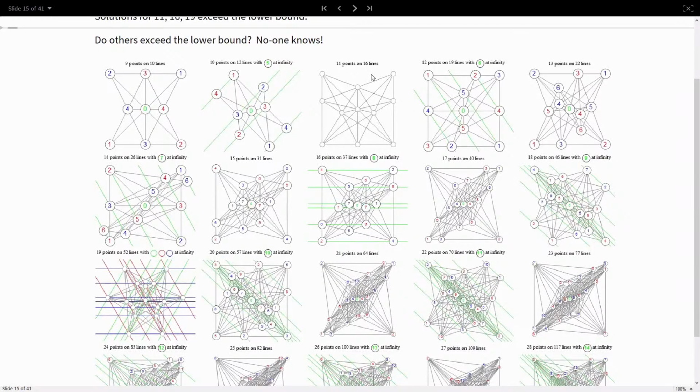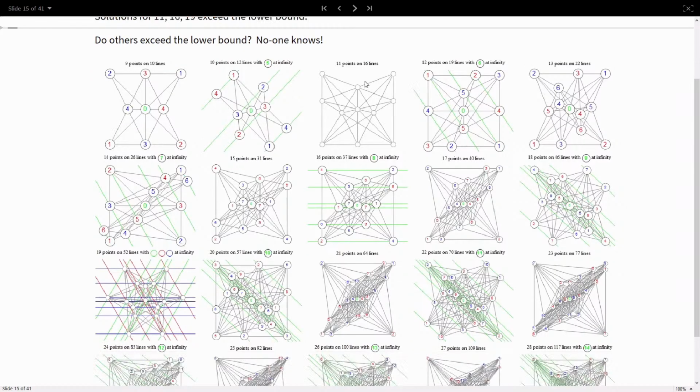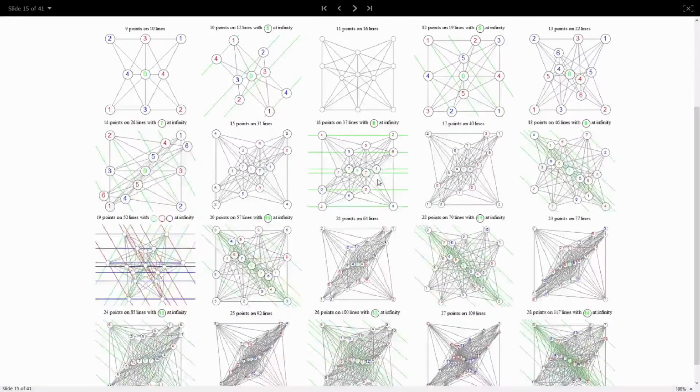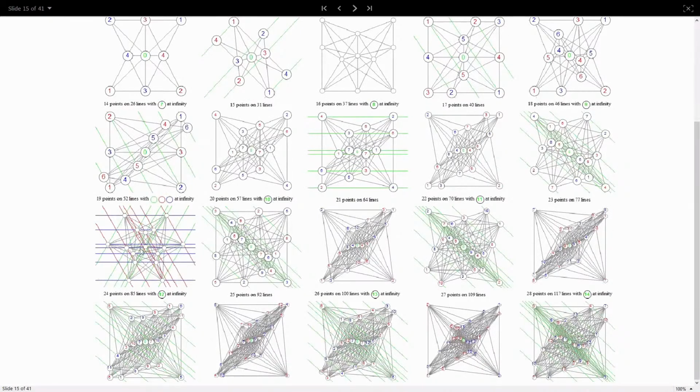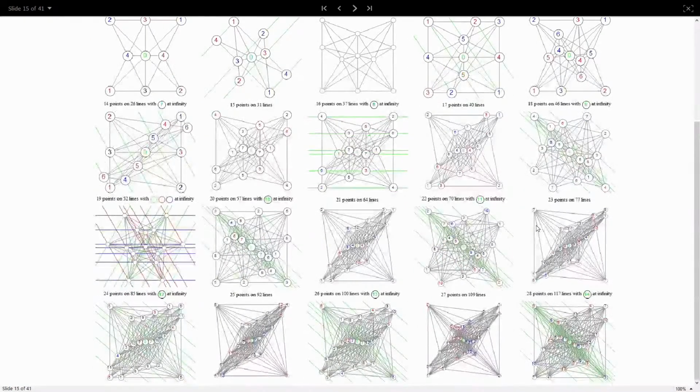Some of the other sporadic ones are for 11, 16, and 19. So here's the one on 11 points. Here's the one on 16 points, which I was just showing. And here's the one on 19 points. At this point, no one knows if there are any other sporadic solutions. The other solutions here are all sort of normally generated solutions for maximizing lines for the orchard problem. And I have code that generates all of these in demonstrations.